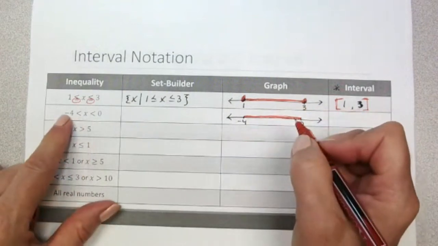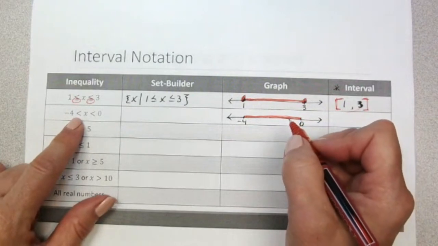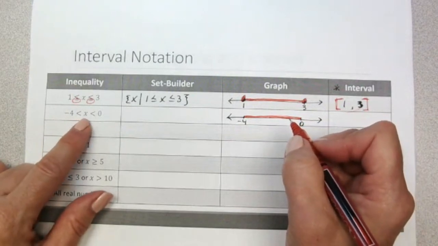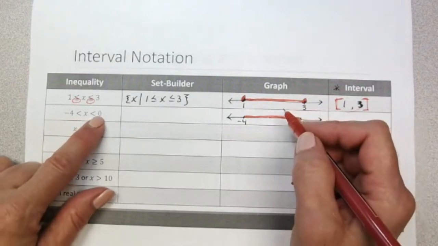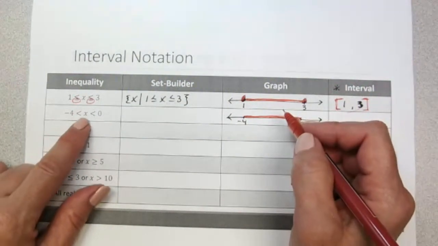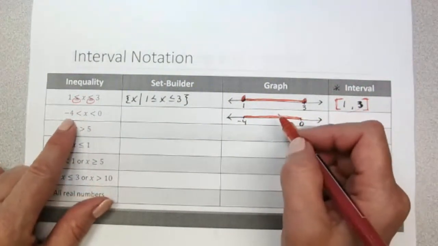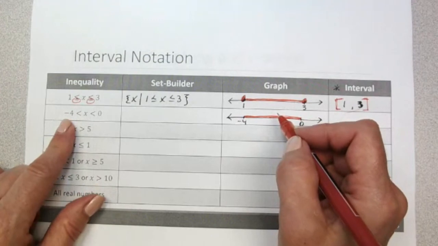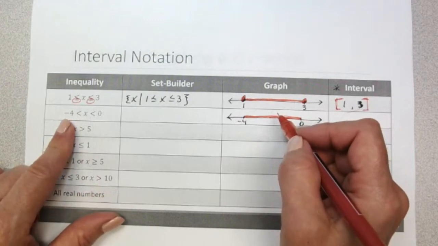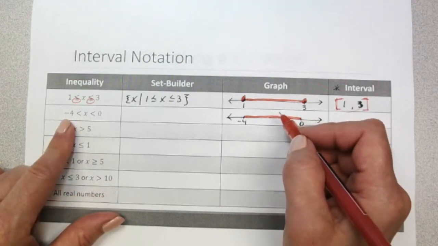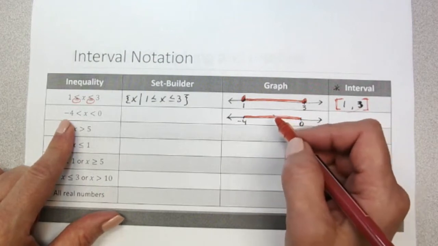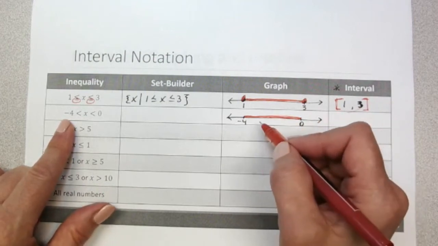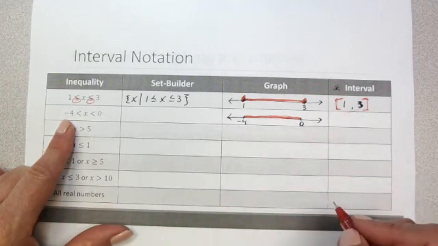But this does not say -4 is less than or equal to x. And it does not say x is less than or equal to 0. It just says -4 has to be less than x. This means that we don't include that actual value of -4. The value -3.999999, as many nines as you want to imagine, would be included, but -4 would not.